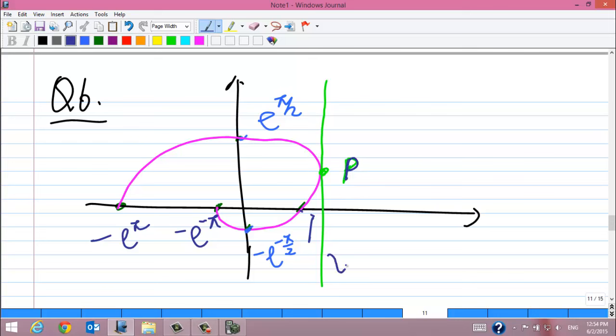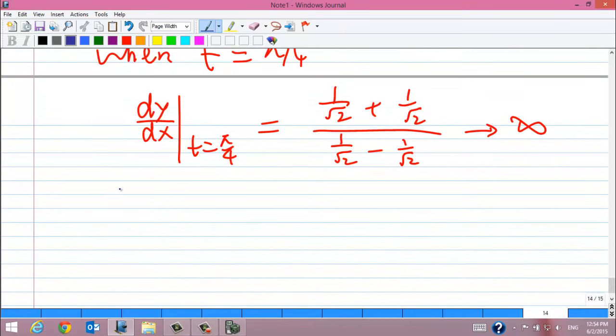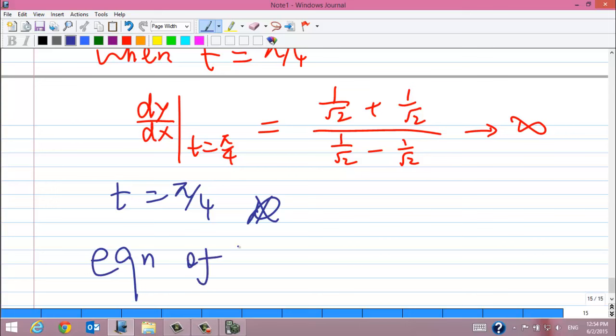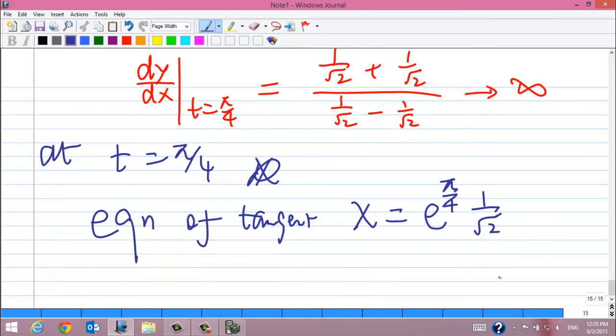Now the vertical line is x equal to something, so we need to find the vertical tangent. We sub in t equal to pi over 4 into x. The equation is represented by x equal to e power pi over 4 over root 2. Cosine of pi over 4 is 1 over root 2. That's all. Now number 3.